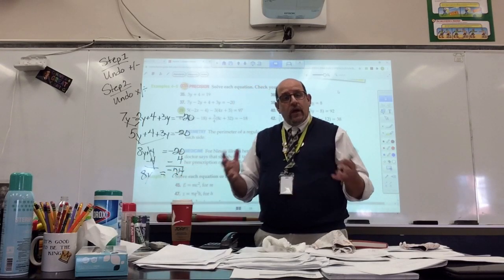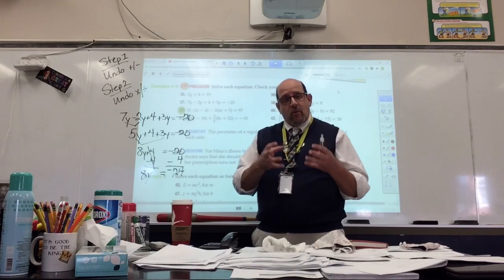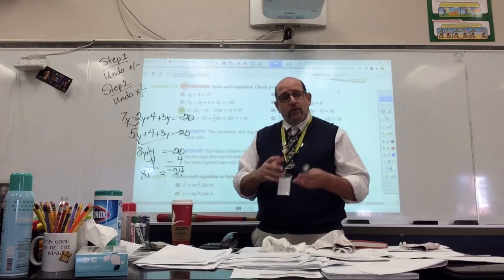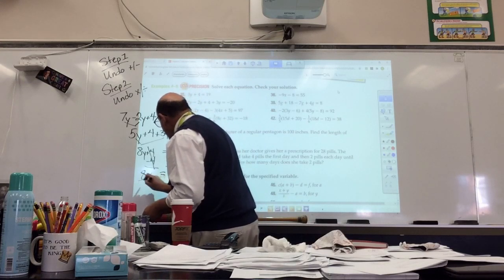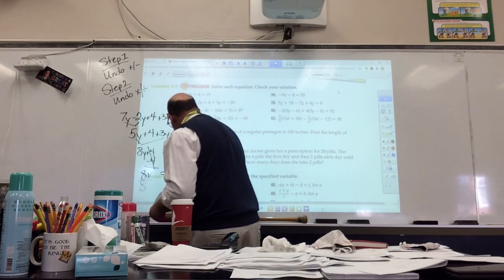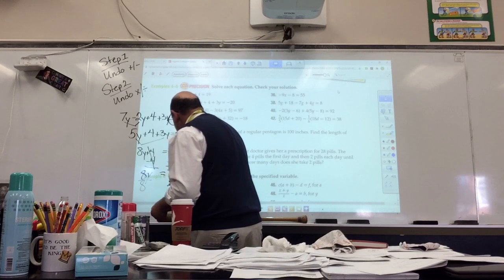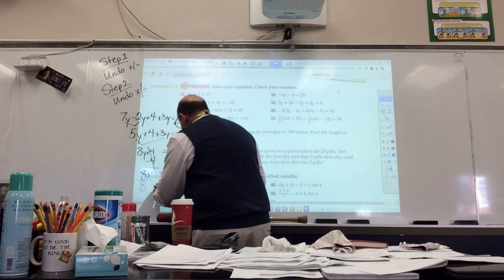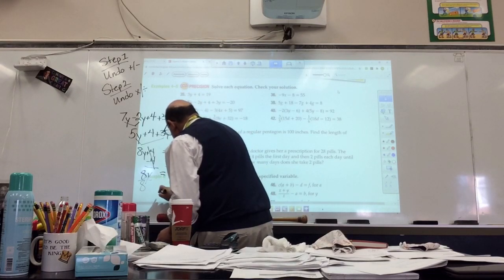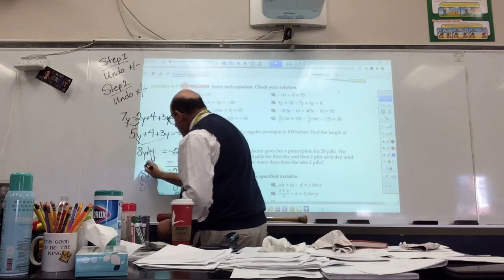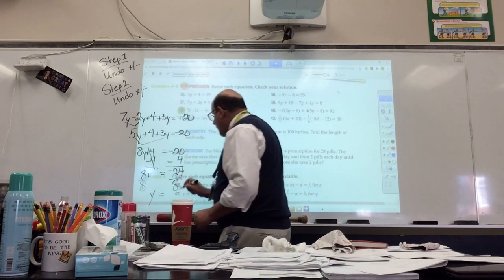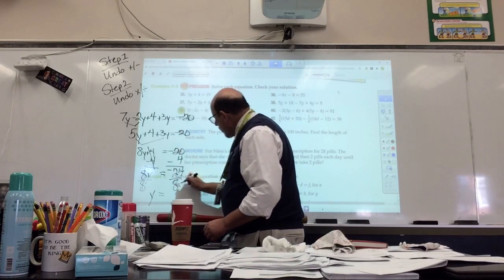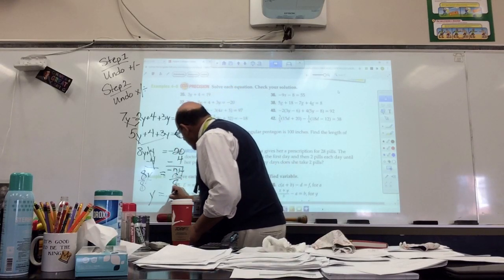Well, 8y means that y is being multiplied by 8, so I'm going to undo that multiplication with division, and I'm going to divide both sides by 8, and I'm going to get to my solution. My solution is going to be down here. 8 divided by 8 is 1, so I'm left with 1y on this side, and then negative 24 divided by 8 is negative 3.